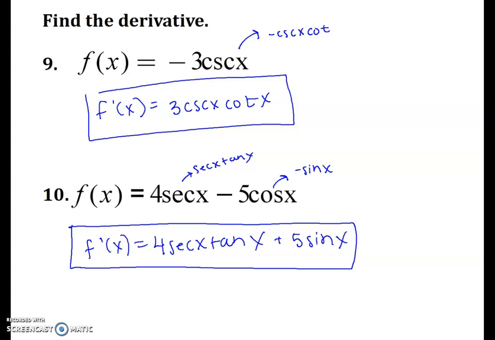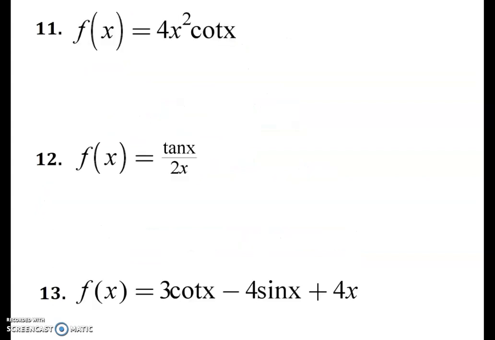So let's just look at a few more. I'm not going to go all the way through these, I'm just going to talk about how to do the derivative. So on number 11, we have a 4x squared times the cotangent. So this is going to have to be a product rule because I have x times something else with an x. So you're going to make that your f, that your g, and then just use your product rule to solve this one.